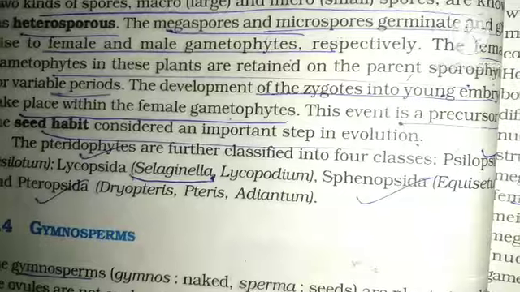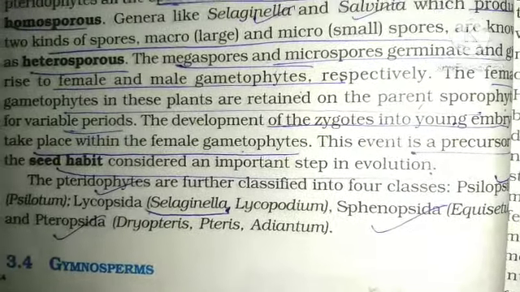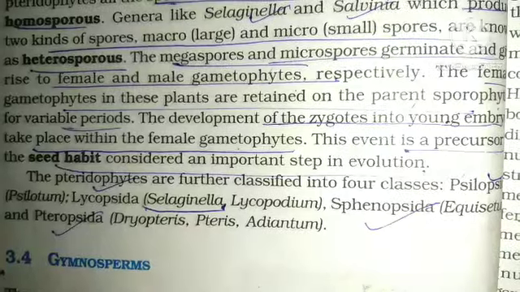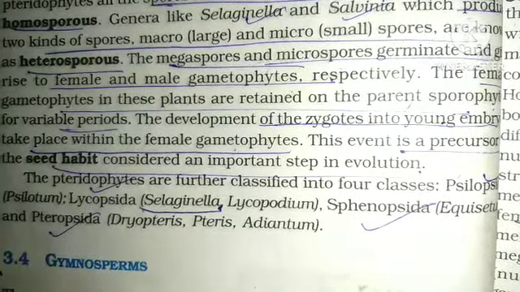The pteridophytes are further classified into four classes: Psilopsida, Lycopsida, Sphenopsida, Pteropsida.